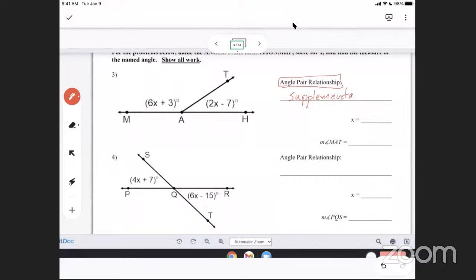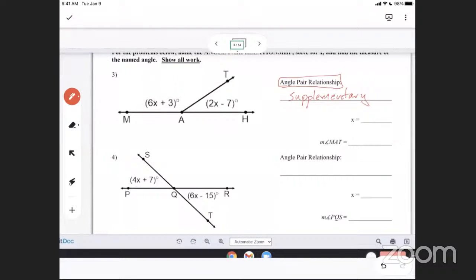I thought it wanted something like same side exterior or something like that. No, because these aren't parallel lines at this point. You're thinking of parallel lines. Did I spell supplementary right? Yeah, that looks good enough to me. I'm a horrible speller. That's right. I Googled it.